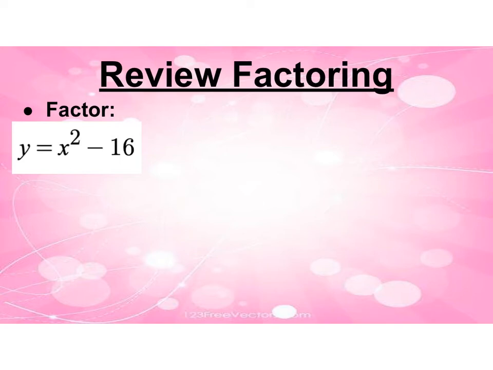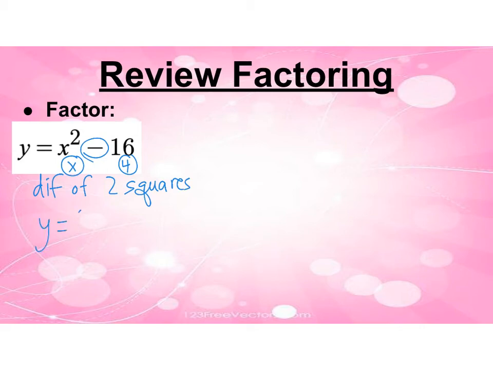I notice it's in standard form. I also notice I don't have a middle term for a B value, so B is 0. But I do see that they're each perfect squares. X squared is the perfect square of X, 16 is the perfect square of 4, and it has a minus sign in the middle. So this is an example of a difference of two squares, and I can use my pattern to factor this. So it becomes Y equals X plus 4 and X minus 4. Remember, you have different signs there.